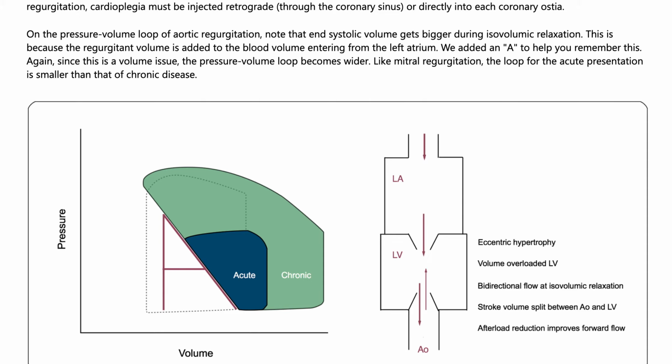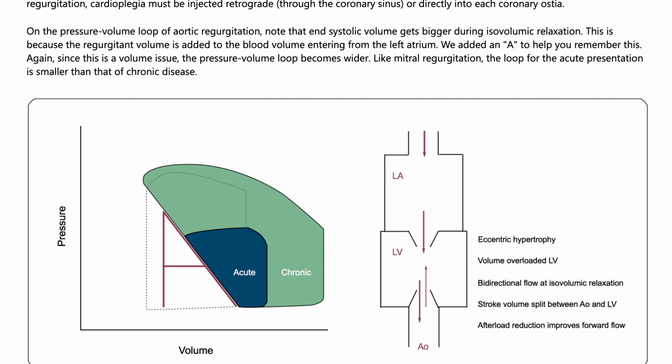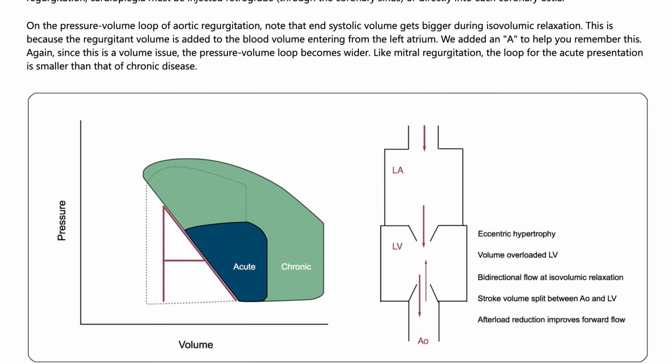This is because the regurgitant volume is added to the blood volume entering from the left atrium. We added an A on top to help you remember this. Again, this is a volume issue. The pressure volume loop becomes wider. Like mitral regurgitation, the loop for the acute presentation is smaller than that of chronic disease.